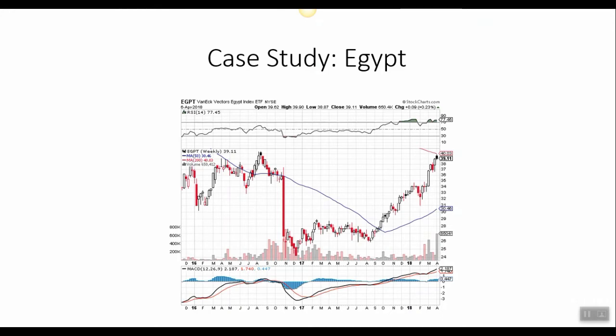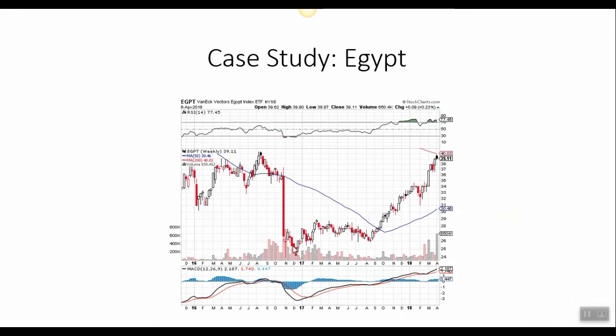And lo and behold, economic reform started kicking in. The IMF came in, they recapitalized the country, the devaluation of the pound kicked in, and they found huge natural gas reserves also. That's helping their balance of payments, because they're not having to import natural gas. They're probably going to become an exporter in the next couple of years. And you can see what's happened to the Egyptian market. In probably 18 months, it's basically recovered back to where it was.